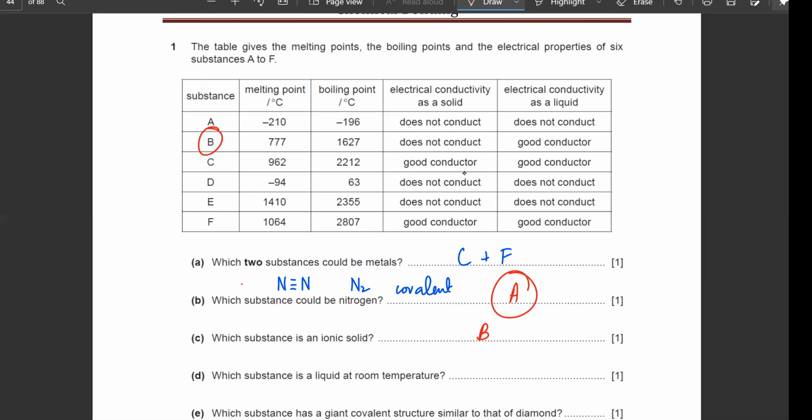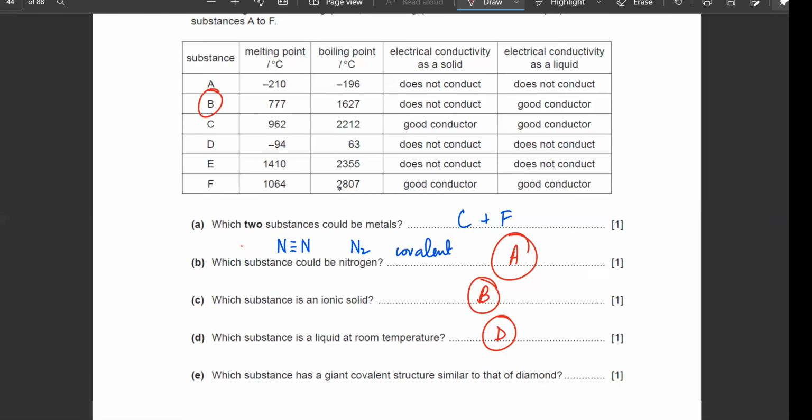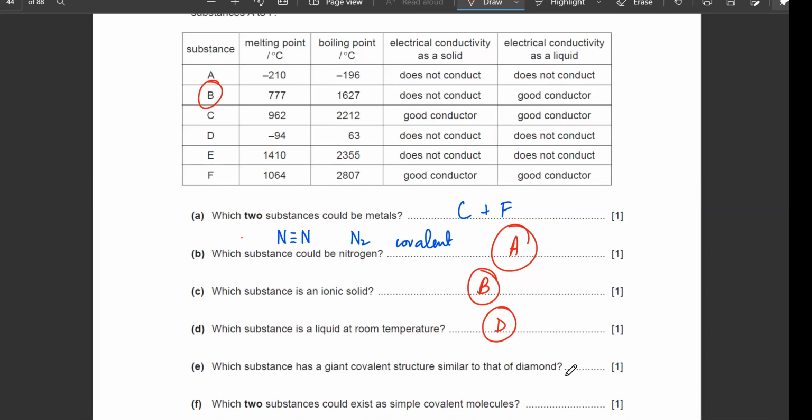Which substance is a liquid at room temperature? We did that already. It was D, where room temperature, 25 degrees centigrade, falls in the middle. So that's going to be D. Which substance has a giant covalent structure similar to that of diamond? I told you in covalent there is no electric conduction, and diamond has very high melting points. So it's E, similar to diamond. It's going to have high melting points and boiling points.